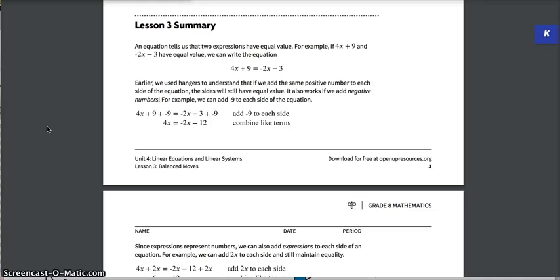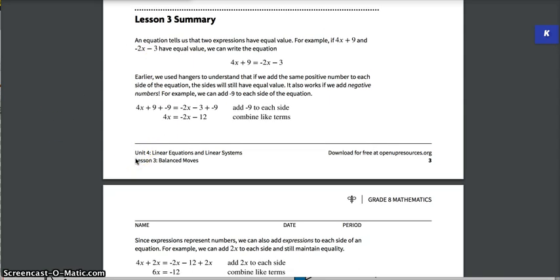Hi students, and welcome to lesson 3 for unit 4. Today we are going to actually start with the summary, and I'm going to start with the summary to kind of give you an overall picture of what we're going to be learning in this lesson, and then we're going to jump back up to the beginning of the lesson.